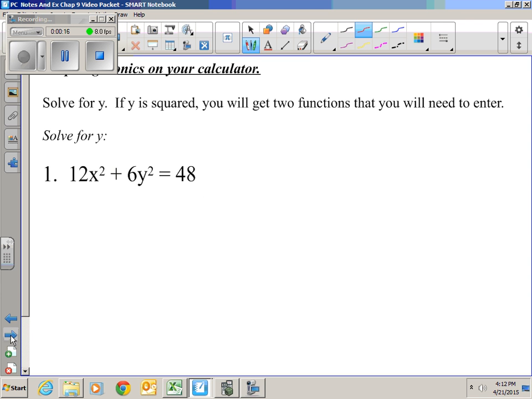First thing we're going to do is to figure out how to graph a conic section on your calculator. We need to solve it for y. In other words, we need to take these equations and put them in function form. So we're going to do that by solving for y.